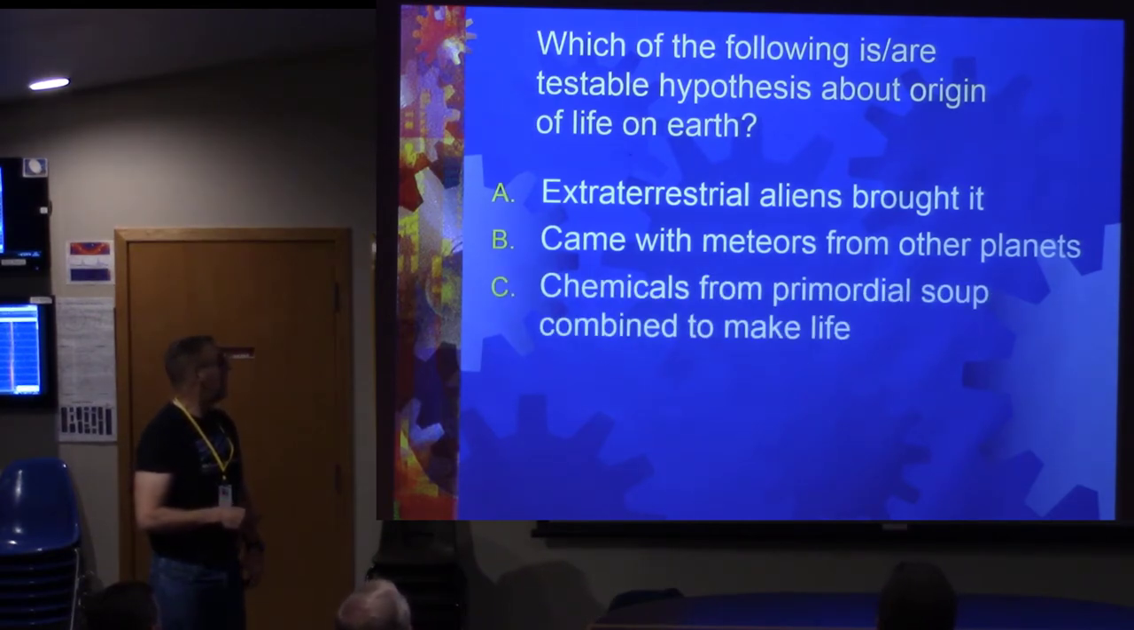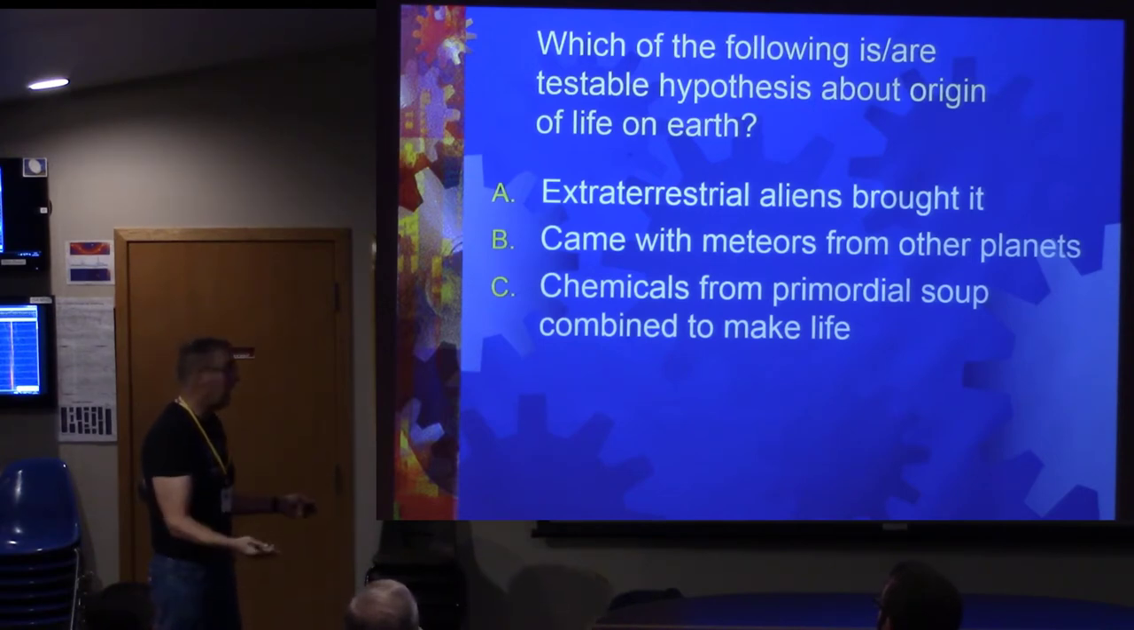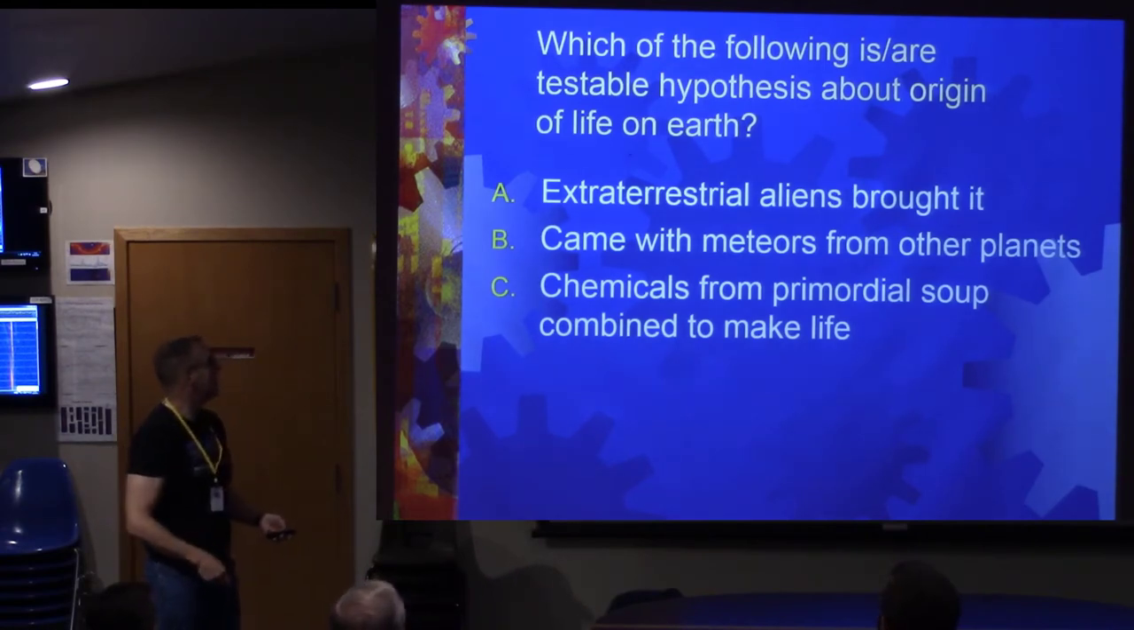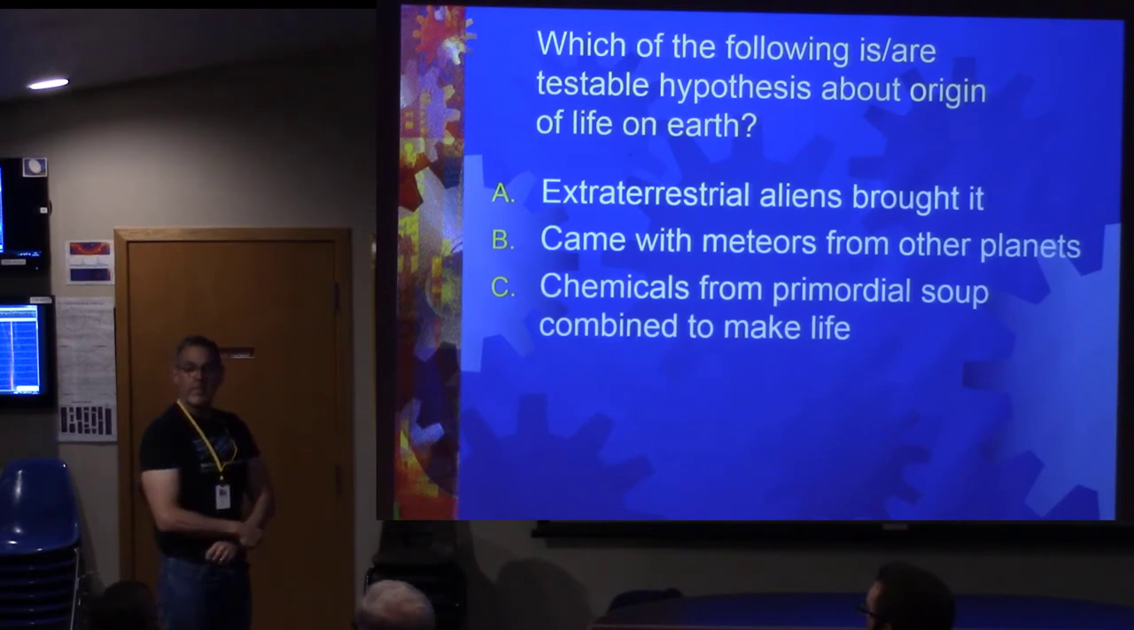Chemicals from primordial soup combined to make life. Well, it's kind of testable. I mean, Miller did it with his amino acids, but he didn't get anything more complex. But he also didn't have half a billion years to work on it. Well, but what are the odds of even a simple protein? I mean, a single protein, it's like the odds were 1 × 10⁴ or something. Ridiculous odds.